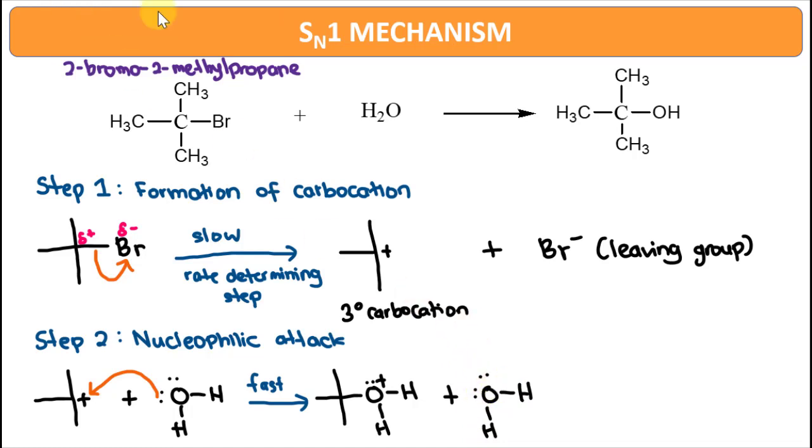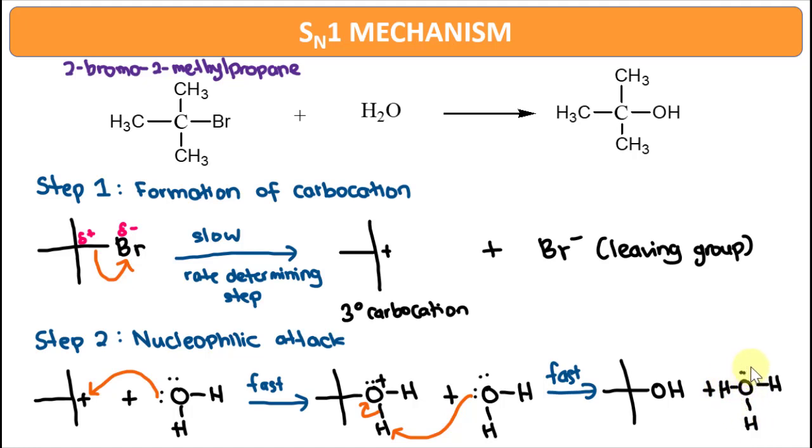One of the lone pairs on the oxygen here will make a bonding with the H plus, and then the bonding here will go to the oxygen as a lone pair. This reaction is also a fast reaction, and it will give us our organic product, which is alcohol, and also the H3O plus. So this is the hydrolysis of the tertiary haloalkanes with water.